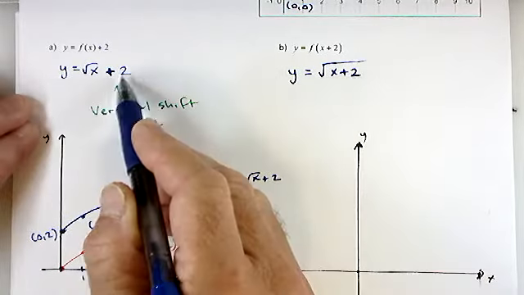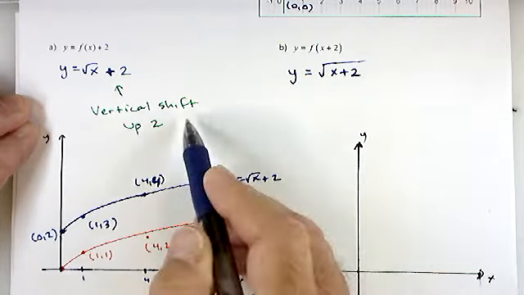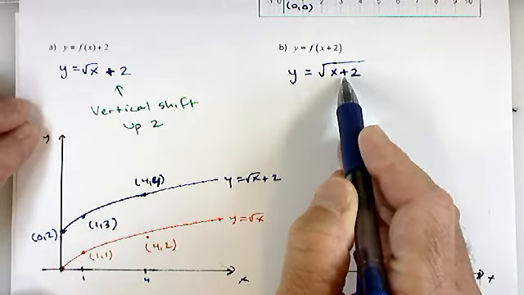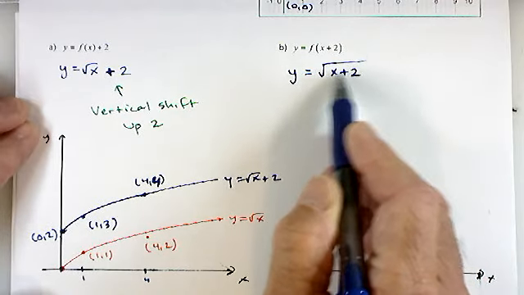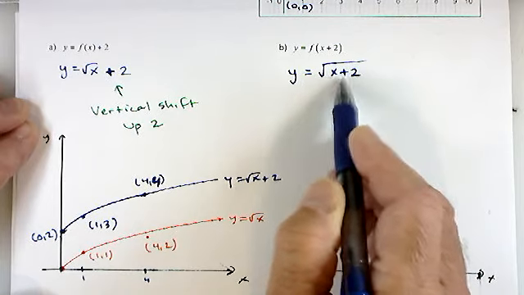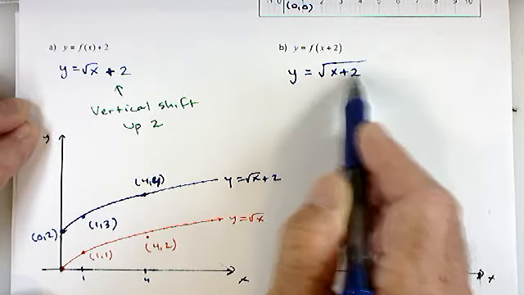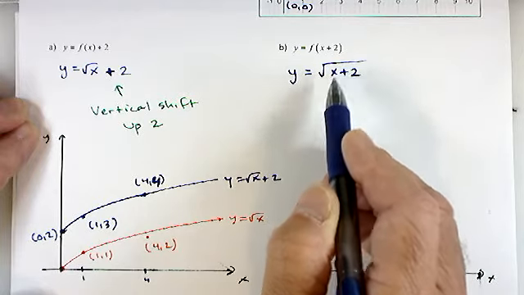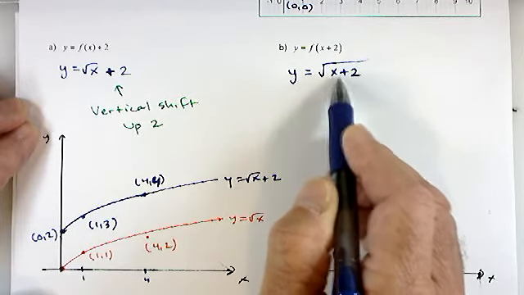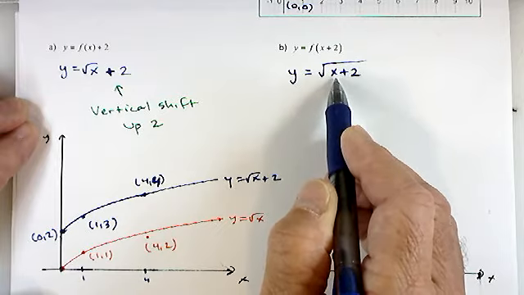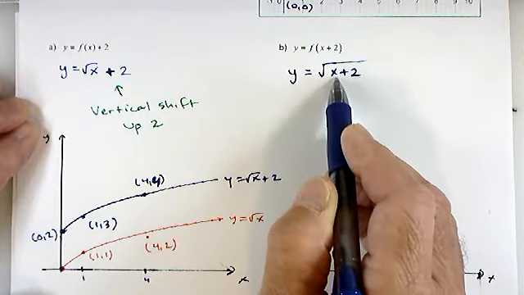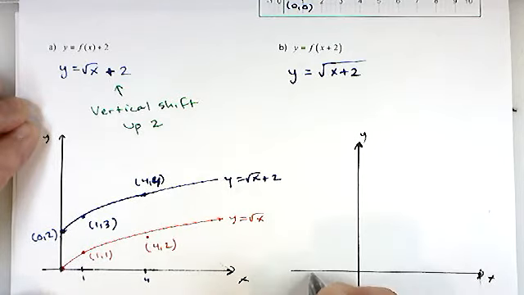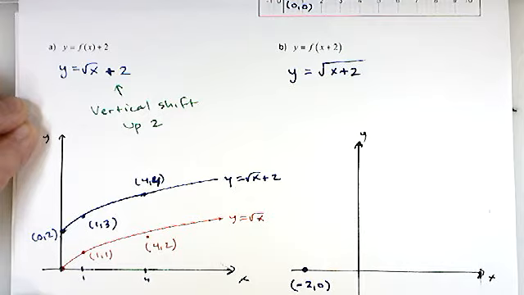Well, the 2 is not outside the function, it's inside. So it's not going to be a vertical shift. Well, let's see what happens. One way we can think about this is to think about what's the smallest number we're allowed to plug in for x. Remember, the smallest number we can take the square root of is 0. So what would go in for x to make this 0? It's going to be -2. So if I plug in -2 for x, I'm going to get 0. So this function starts at (-2, 0). That's the smallest number I can plug in.